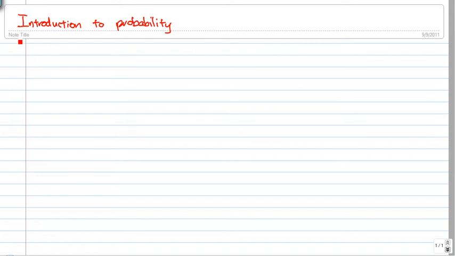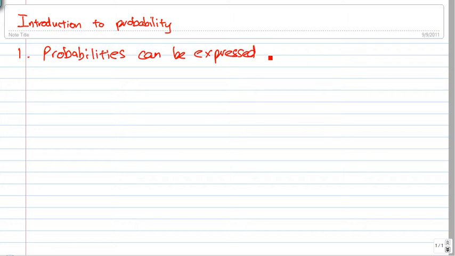Alright, in this lesson we're going to introduce you to the concept of probability. One thing to note, just key points: probabilities can be expressed as proper fractions most of the time. Most of the time it is expressed as proper fractions. It can even be expressed in terms of decimals and percentages.